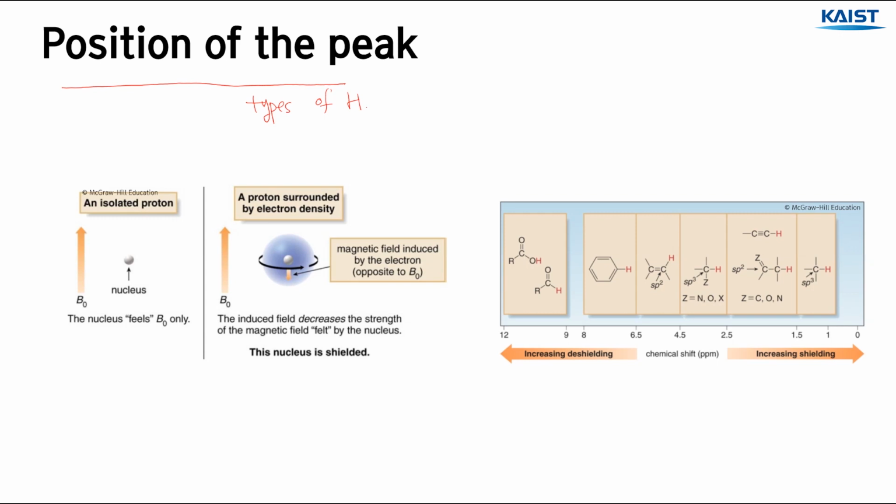The peak of a proton in a certain environment is in a predictable region in an NMR spectrum. For example, if a peak appears in this region, we can predict this proton is in an aromatic ring. Like this, we can find out the environment of a proton by the position of the peak.